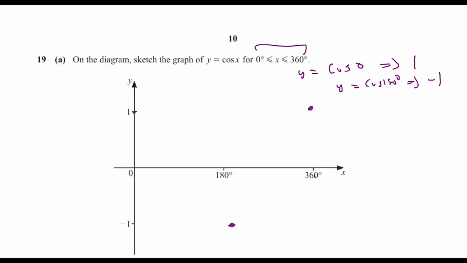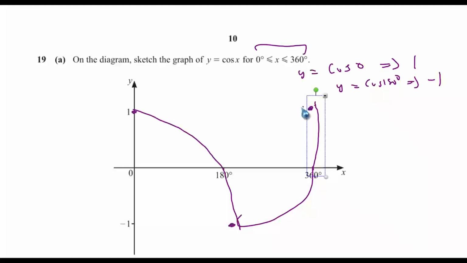The first point is here, so you can draw something like this. It passes through 180 and it comes down like this up to this point. Then the other one should come like this. You draw it like this to come and meet this one here, and it goes up to this point here. Okay, so that's the rough sketch. Okay, so that is how to draw that.